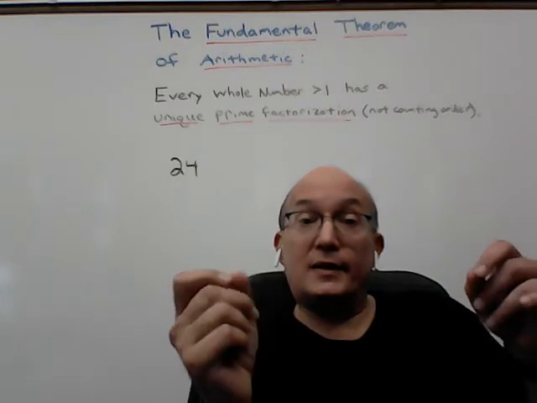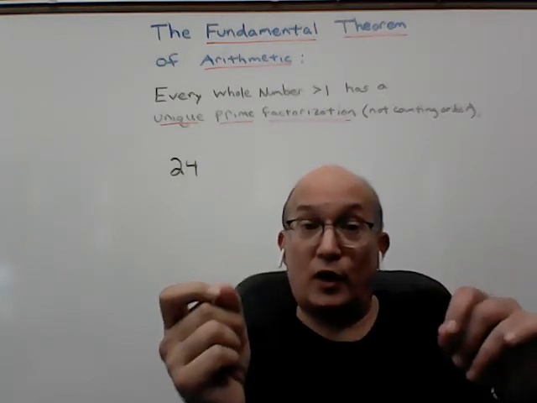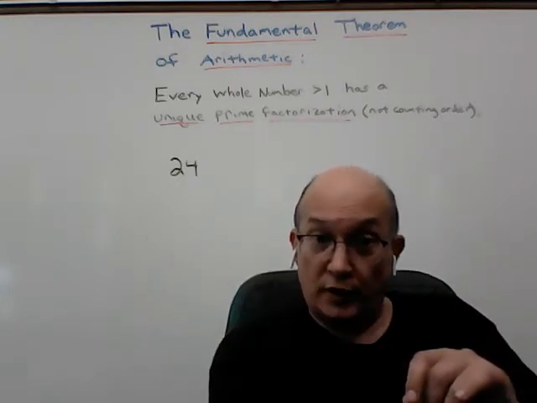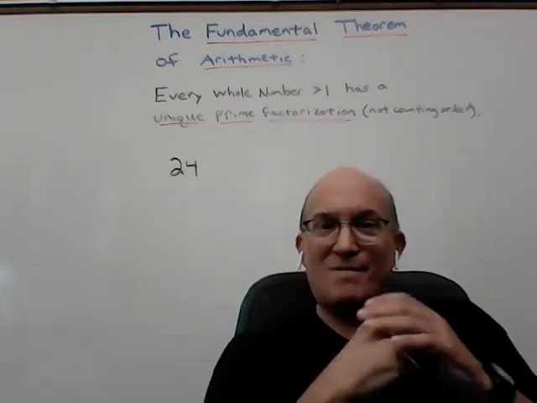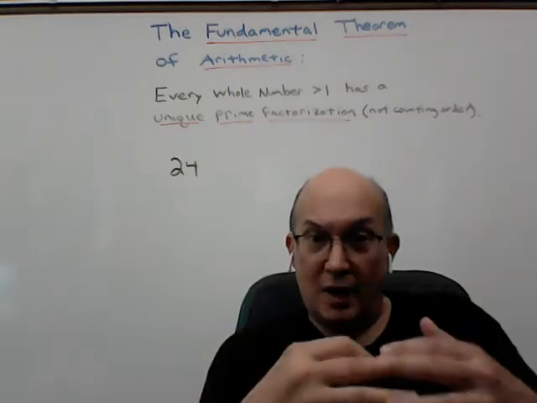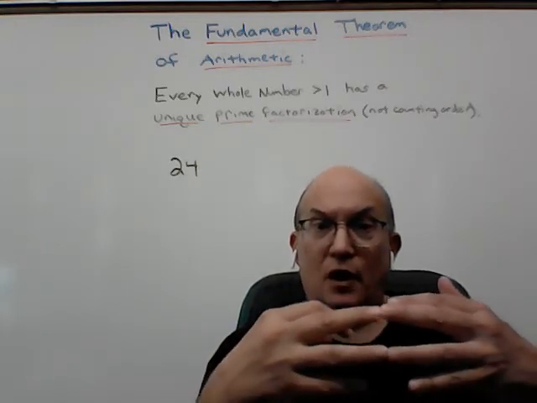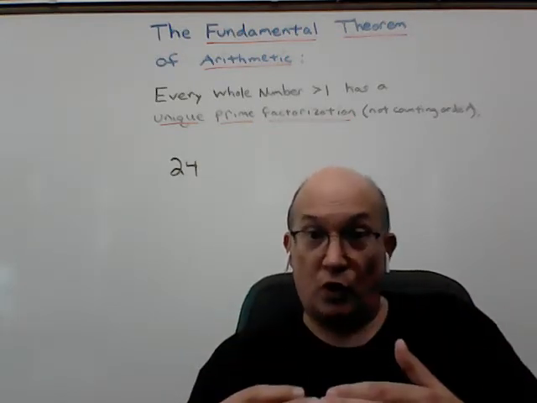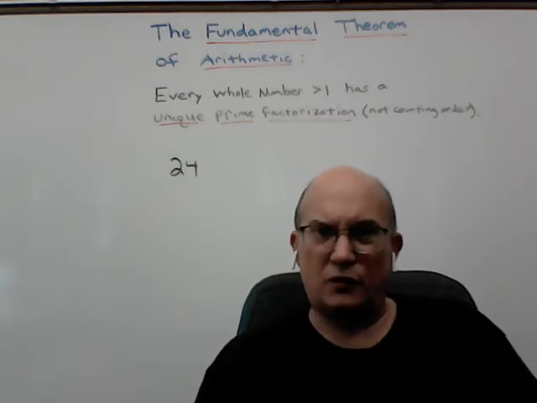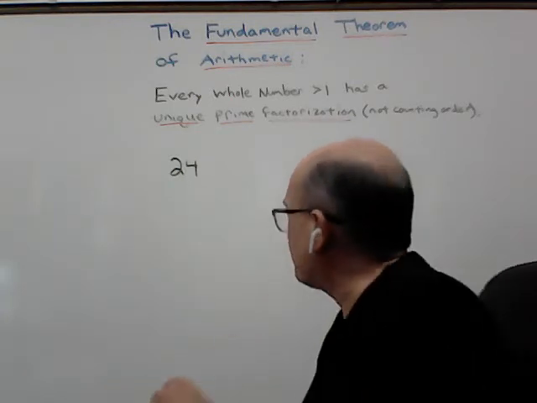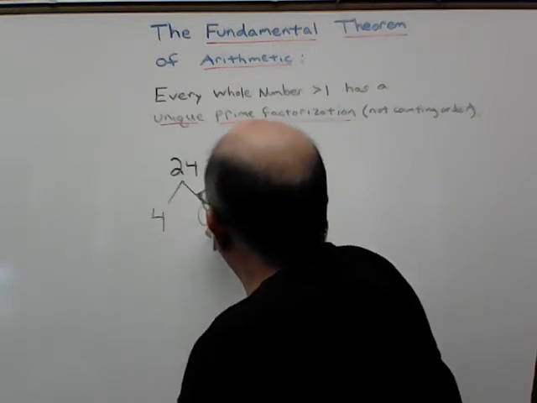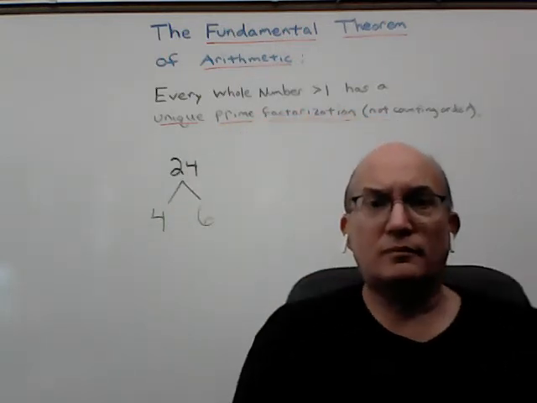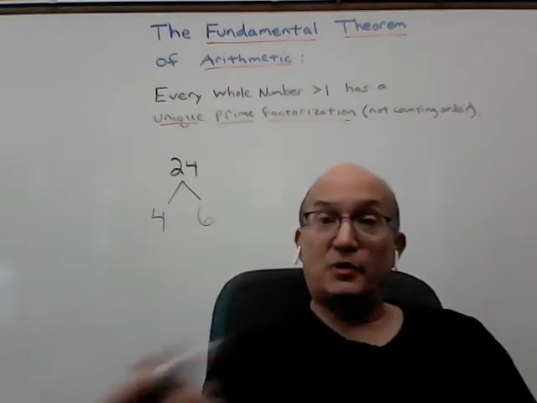Well, it's representing 24 as the product of whole numbers that are only prime. Product, of course, means multiply. The product of 4 and 6 is 24, which is why 4 and 6 are factors of 24. So let's do this. Let's write beneath the 24 a 6 and a 4. Now, 4 times 6 is 24.